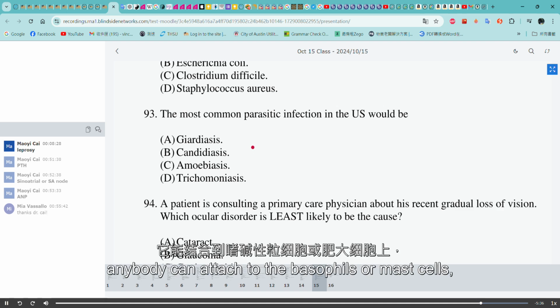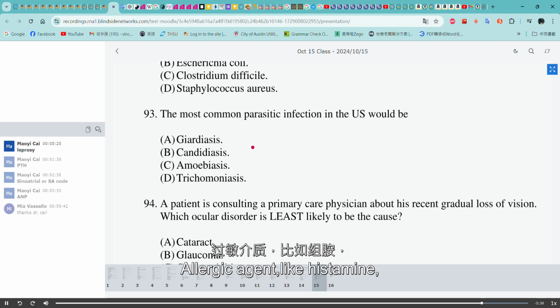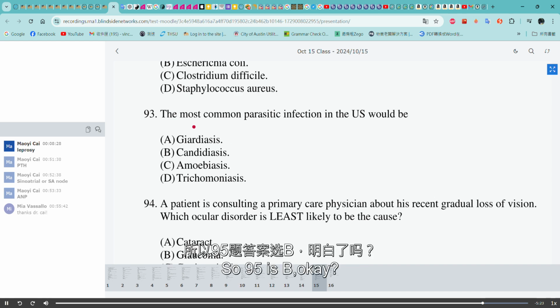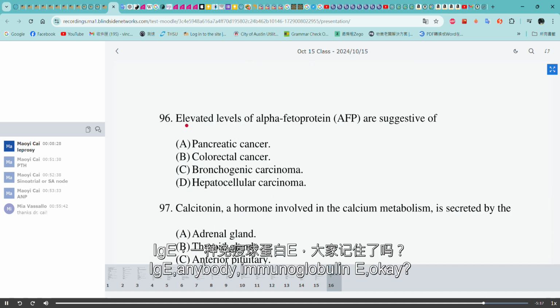Because IgE antibody can attach to the basophils or mast cells, right? And they suddenly release lots of what? Allergic agents, like histamine, and then causing what? Anaphylactic shock. So 95 is B, okay? IgE antibody, immunoglobulin E, okay?